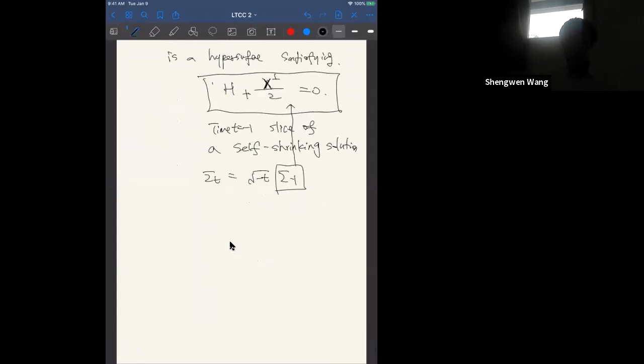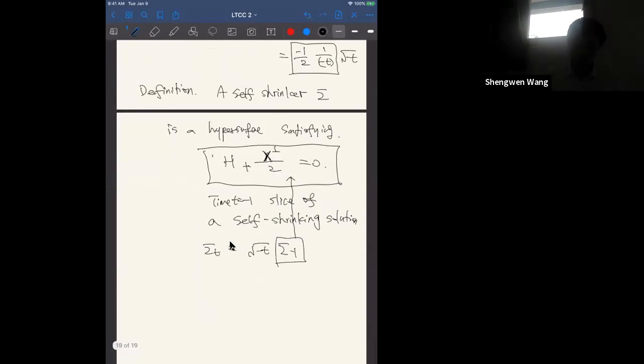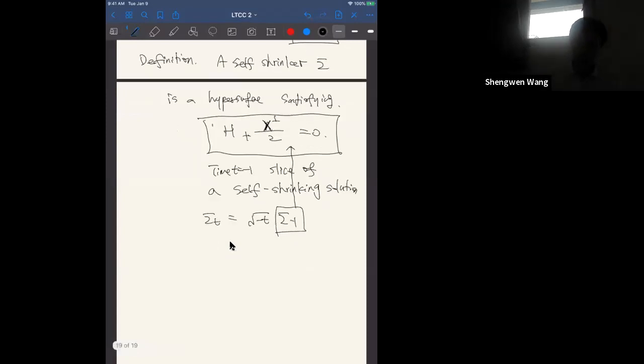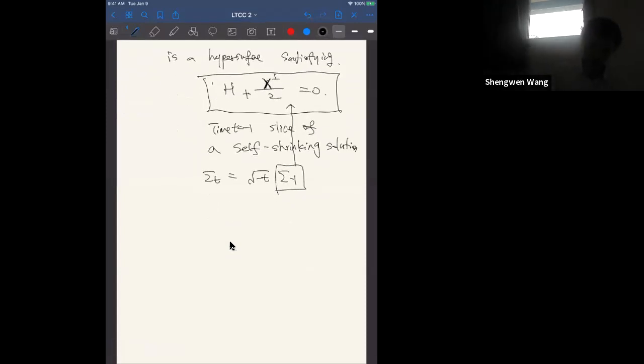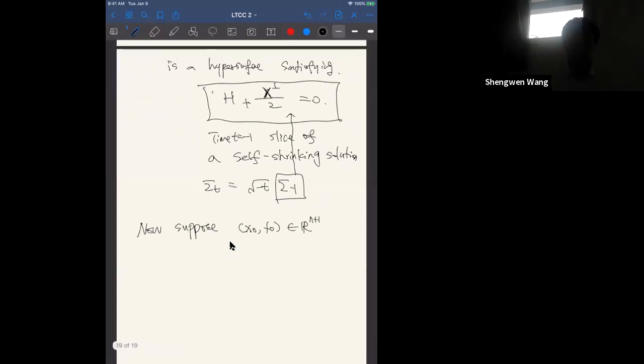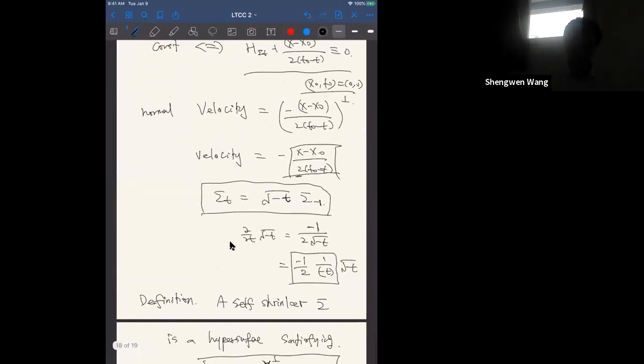Okay, now we can apply this to do some singularity analysis. So the idea is that by this monotonicity formula, any space-time singularity, if you zoom in, is going to asymptotically look like a self-shrinker. Now, suppose x naught, t naught. Any questions with respect to the previous things yet? If you do, let me know.